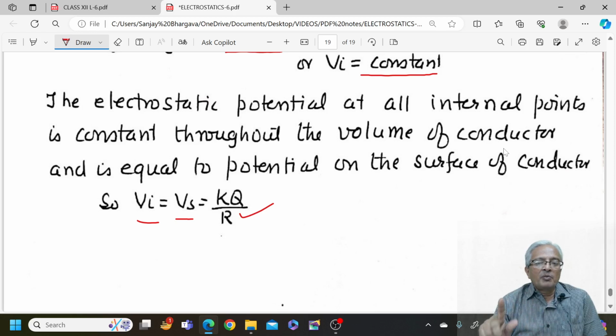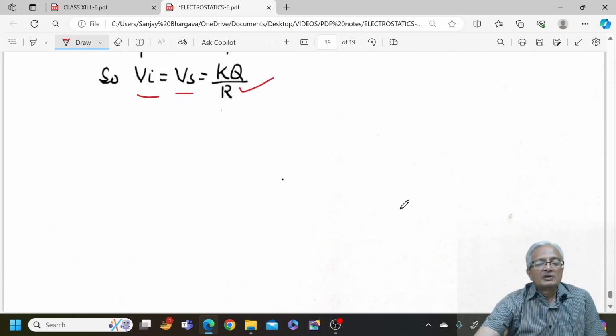A very important result. Now we hope that you have clearly understood the concepts of potential, potential difference and potential energy, the concept of equipotential surface and the electrostatics of conductors.